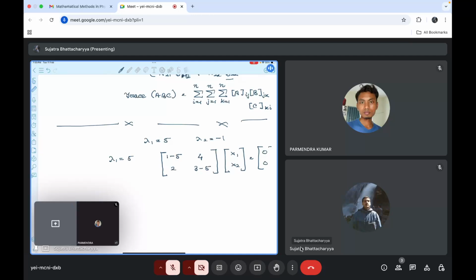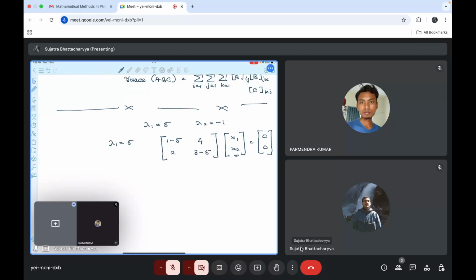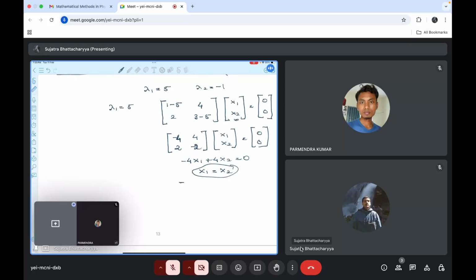This is how you calculate the eigenvectors. So finally you get minus 4, 4, 2, minus 2, times x1, x2, and put that equal to 0. Any one equation you can just choose and write. So minus 4x1 plus 4x2 will be equal to 0. So x1 will be equal to x2. Interesting, x1 is equal to x2. Let us choose the simplest, so the eigenvector is 1, 1.